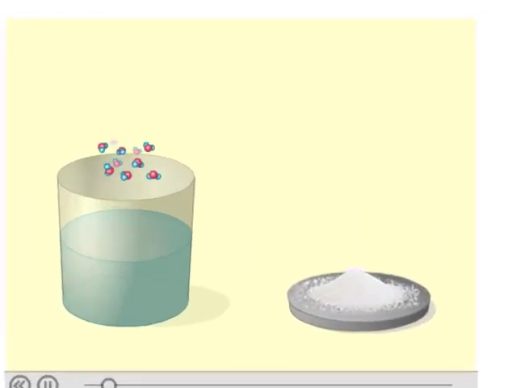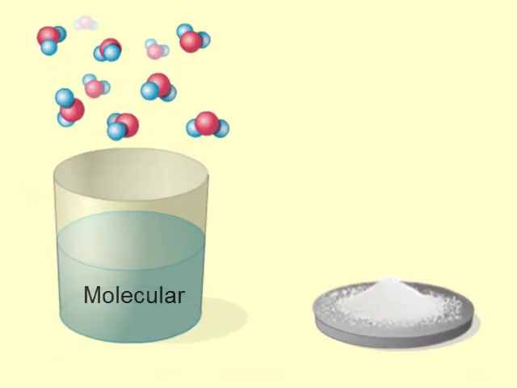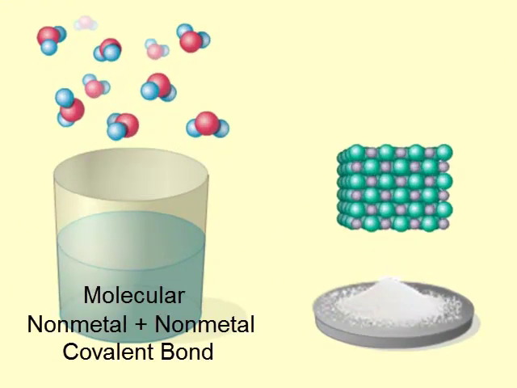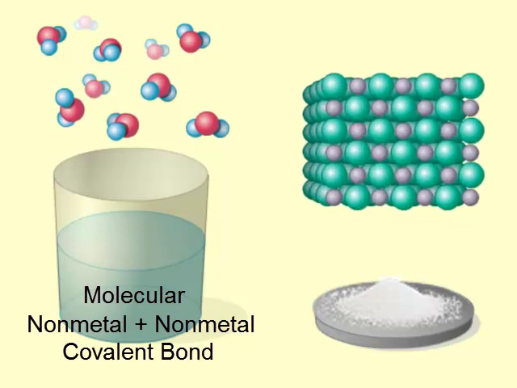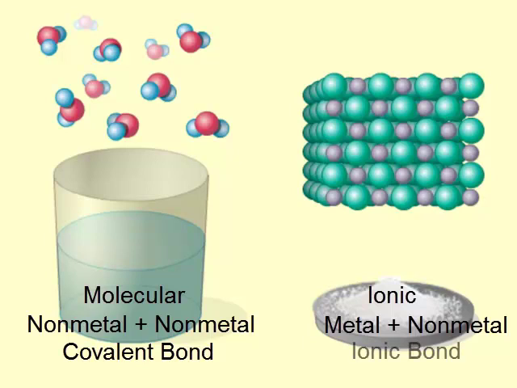So water on the left is going to be a molecular compound because it's formed from the nonmetals hydrogen and oxygen. It's going to form covalent bonds. On the right, we have sodium chloride. That's going to form from sodium metal and chlorine gas. That's going to be an ionic compound. We've got sodium metal, chlorine's a nonmetal. We're going to have that ionic bond formed.